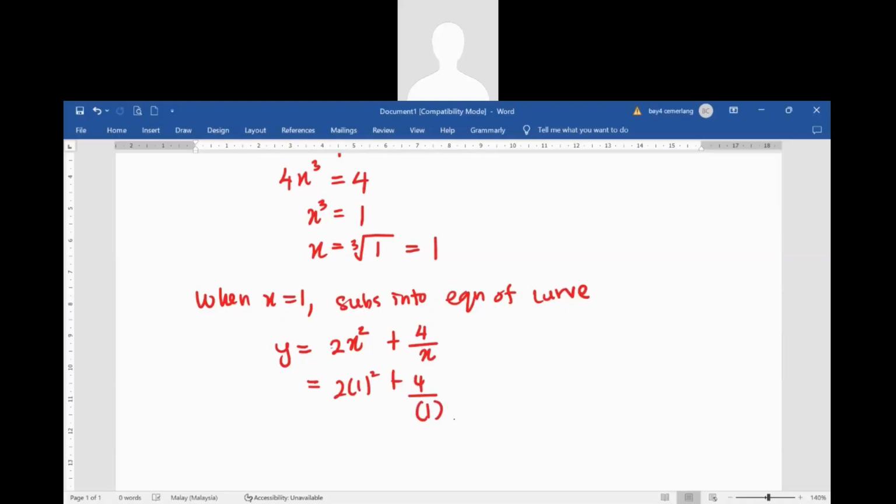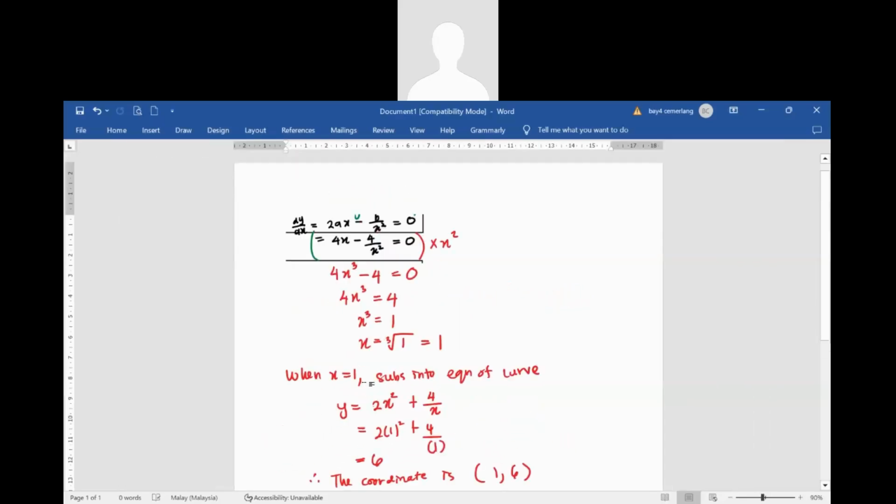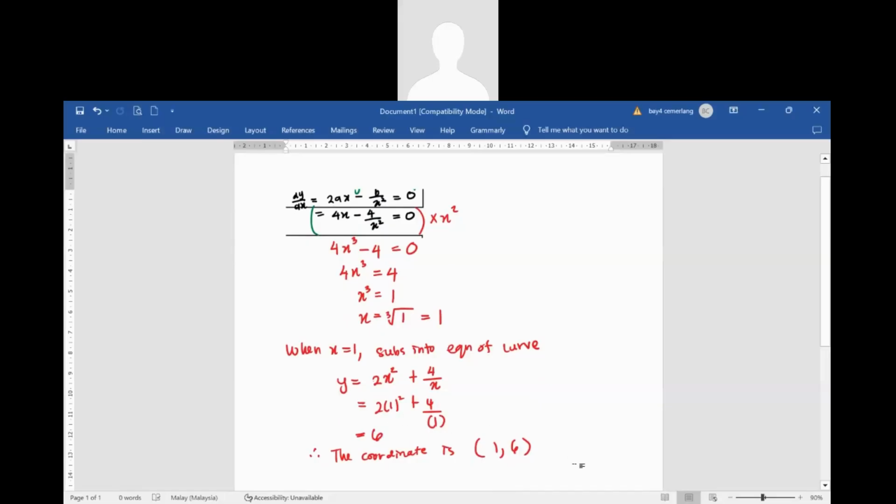You jangan pergi cari dekat tangent. Memang you tak akan jumpa lah. I mean, dy dx, you tak akan jumpa you punya y. Tapi you boleh guna you punya equation of curve. Sebab saya dah bagi tahu, curve ke, tangent ke, normal ke, they all pass through the same point. The question will be like that lah. Normally. Alright. So, this one is 2 plus 4. So, 6 lah. So, therefore, the coordinate is 1 and 6. When dy dx is 0.